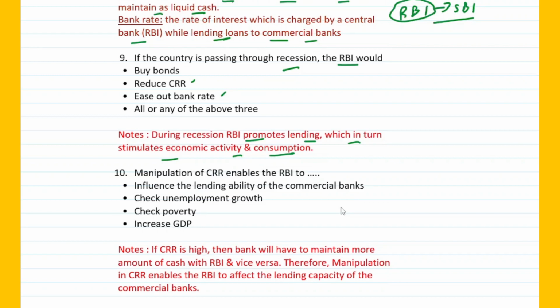Similarly, if you reduce the bank rate, in that case RBI can lend to other banks at a lower rate of interest. That means their liquidity automatically increases. Or even RBI can buy bonds. When they buy bonds, that means they are giving money, which in turn will increase the liquidity in the public. Hence, you can adopt any or all of the above three for passing through recession, right?